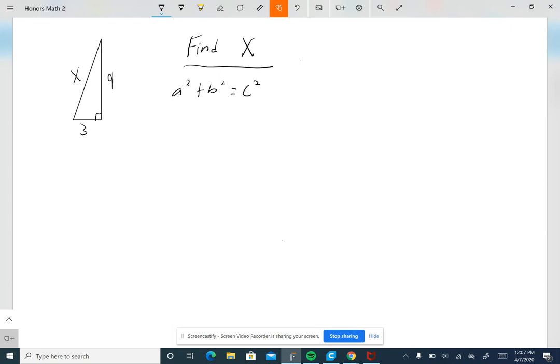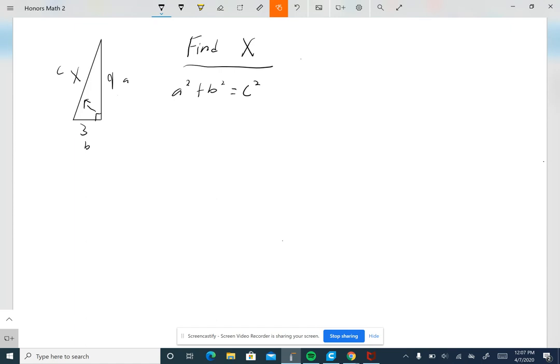And so a and b are the two side lengths, and they could be either or. And then c is the hypotenuse, okay? So that's the longest side length, and it's the side length across from the right angle. So that's how we know which one is on the other side of this equal sign.